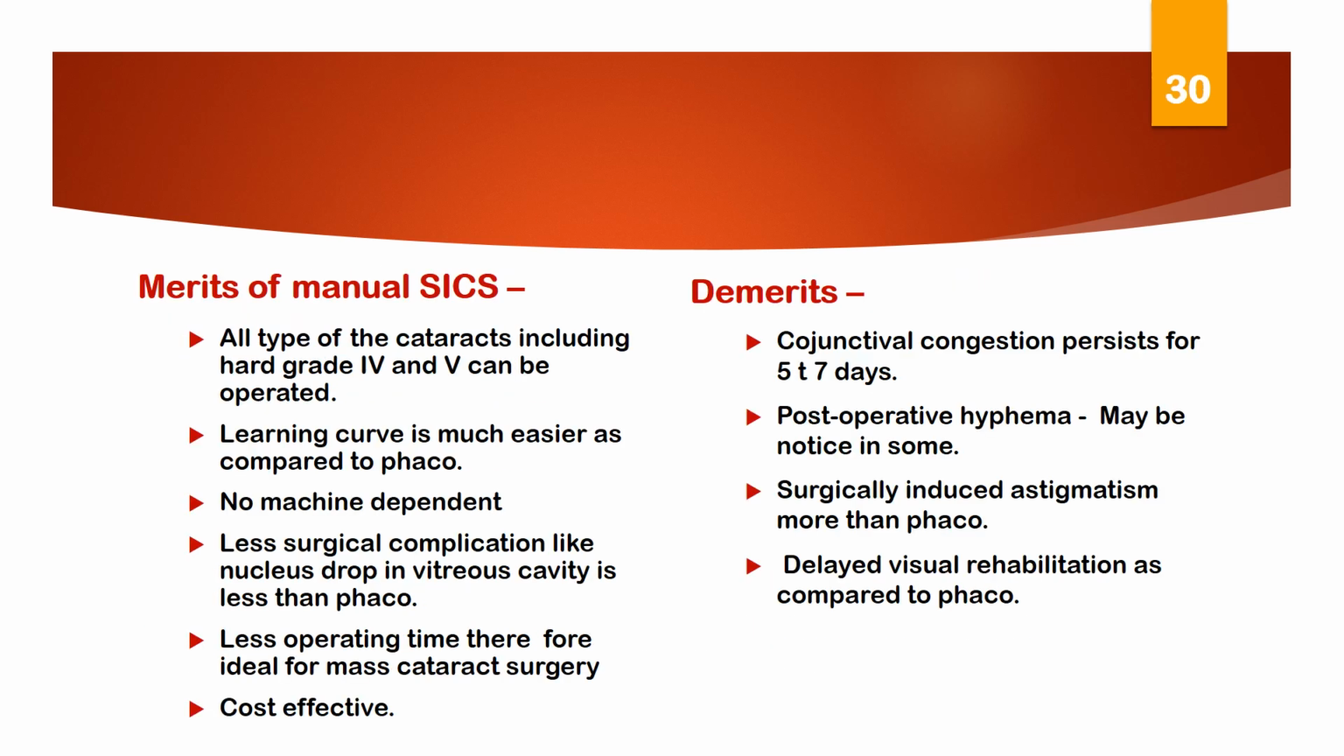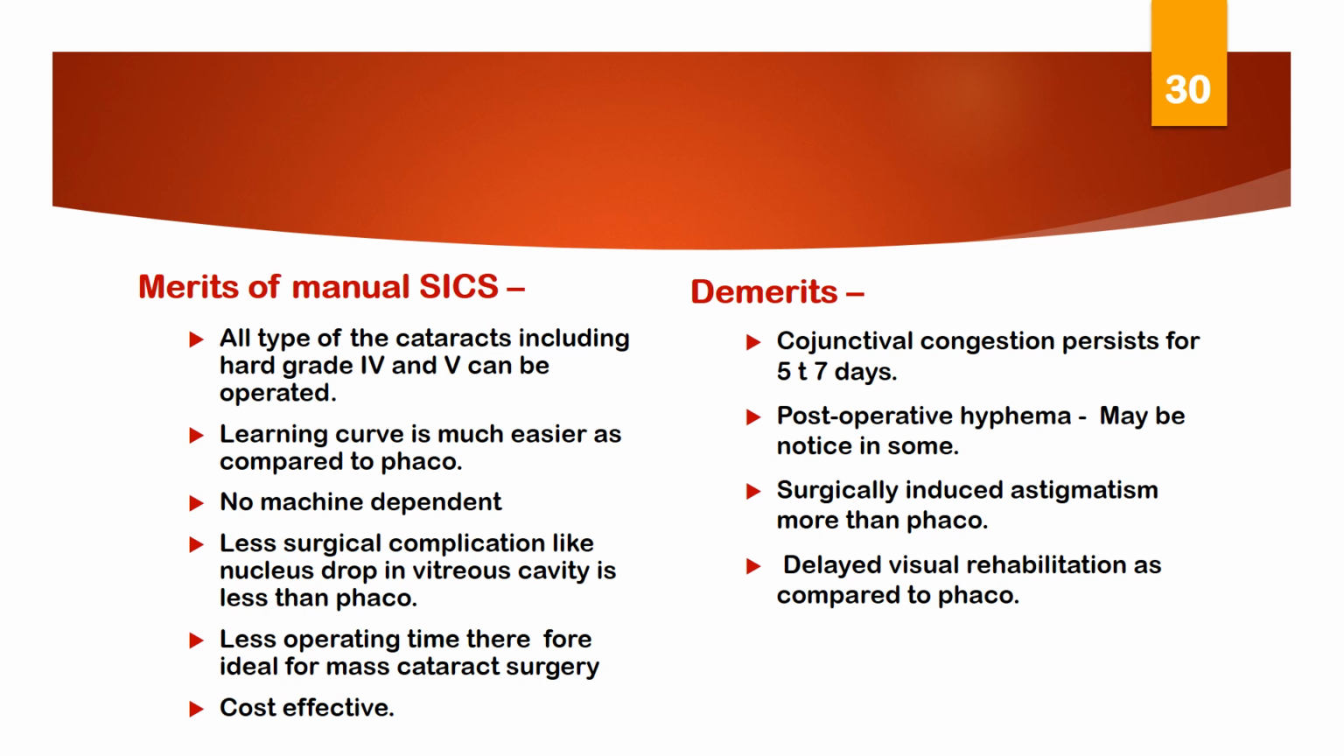Merits of manual SICS over phacoemulsification. All types of cataract, including hard cataract, grade 4 or grade 5, can be operated. The learning curve is much easier compared to phaco, and it is not machine dependent. There are fewer surgical complications, like nucleus drop into the vitreous cavity, than with phaco, and less operating time, therefore it is ideal for mass cataract surgery, and it is cost effective.